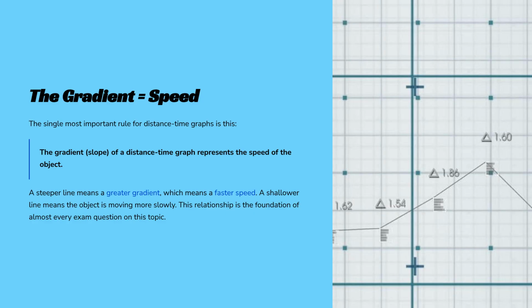The most important rule: the gradient, or slope, represents the speed of the object. A steeper line means a greater gradient, and therefore a higher speed, while a shallower line indicates a slower speed.